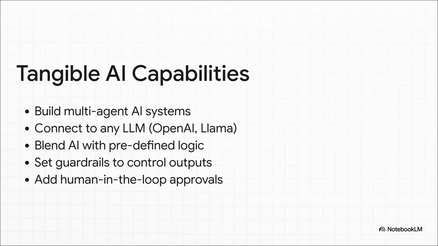You can build teams of AI agents, you can mix their creative outputs with hard and fast rules, and you can set up guardrails to keep them on track. And maybe most importantly, you can add a human in the loop, that crucial step where a real person gives the final okay. This is how AI goes from a cool toy to a trusted part of your workflow.